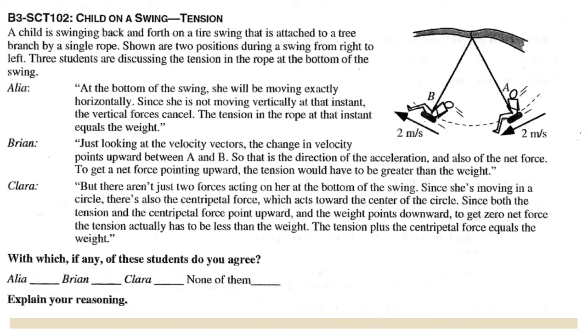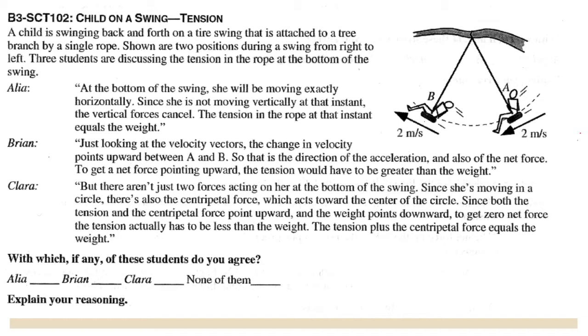All right, moving on to the last one on this sheet here, B3 SCT 102, child on a swing, tension. This is one of these questions again where we have 3 competing explanations. It says a child is swinging back and forth on a tire swing that is attached to a tree branch by a single rope. Shown are 2 positions during a swing from right to left. 3 students are discussing the tension in the rope at the bottom of the swing.